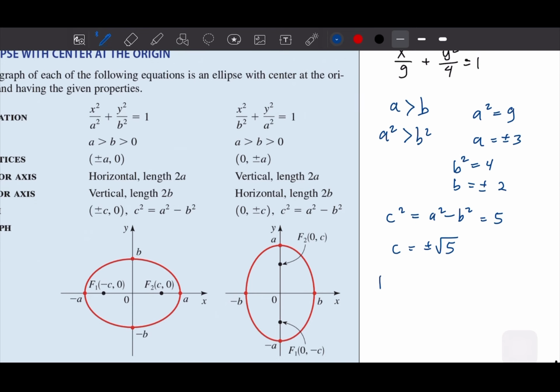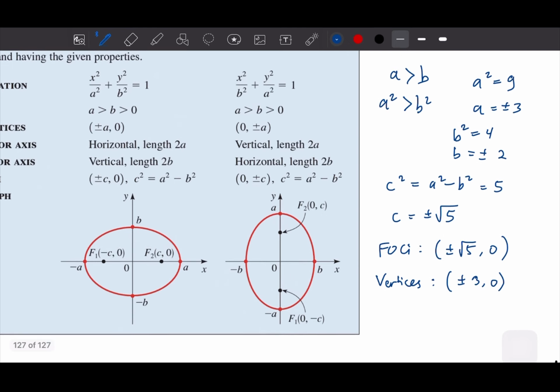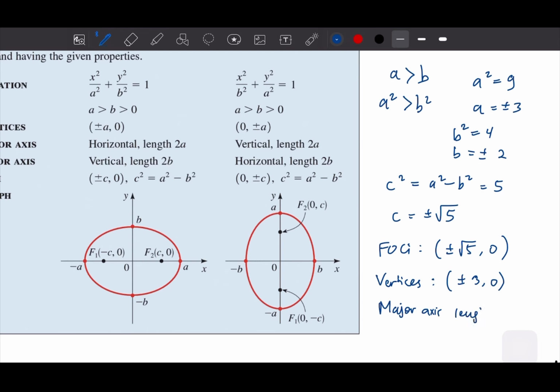So the focus, or the foci, will be plus minus square root of 5, 0, and the vertices, meaning the longest one, the major axis, is plus minus 3. And then the major axis length is 6, and the minor axis length is 4. Okay.